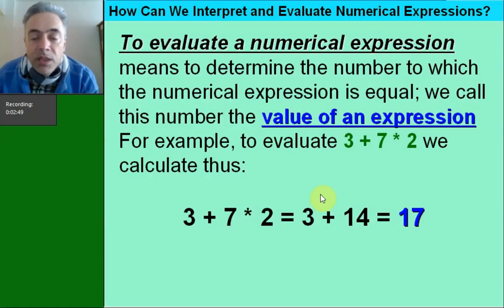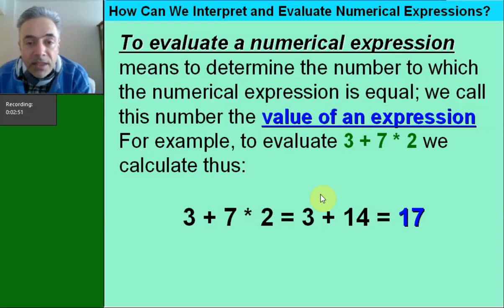To evaluate a numerical expression means to determine the number to which the numerical expression is equal. We call this number the value of the expression. For example, what is the value of 3 plus 7 times 2? We calculate 3 plus 7 times 2 is equal to 3 plus 14, because we have to do the multiplication first, and then the addition. 14 plus 3 is 17. So this is the value of this expression.